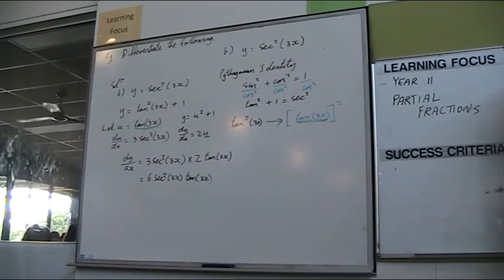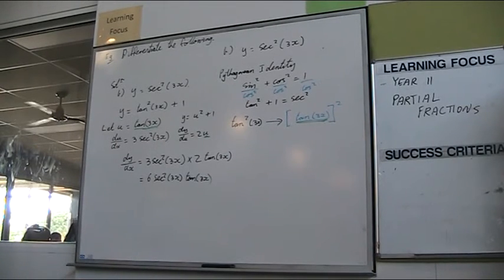So we've got 6 sec squared 3x tan 3x. Anything you want me to clarify there in that one? Would you get rid of the sec squared or just leave it? Might as well just leave it.